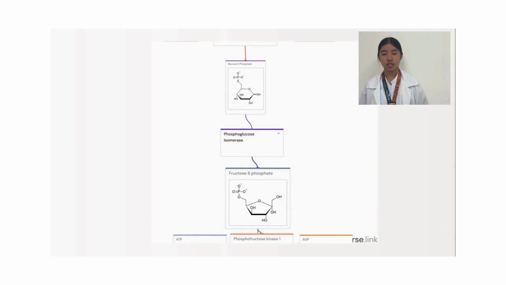Step 2: isomerization of glucose 6-phosphate. Glucose 6-phosphate is converted into its isomer, fructose 6-phosphate. This reaction is catalyzed by the enzyme phosphoglucose isomerase.